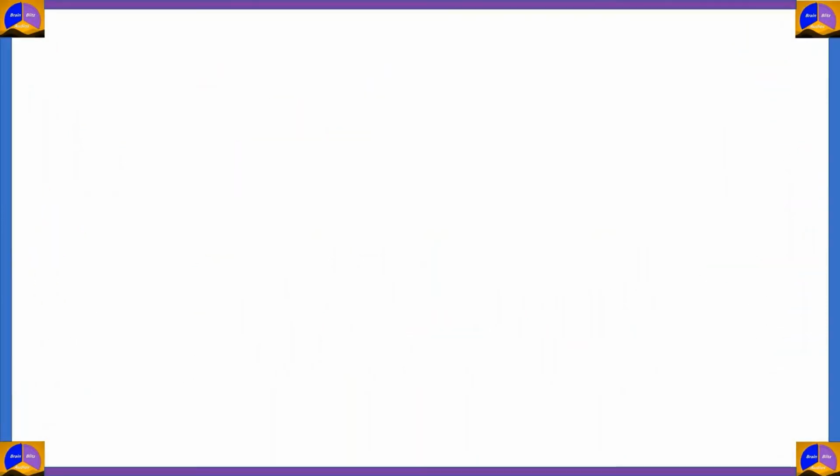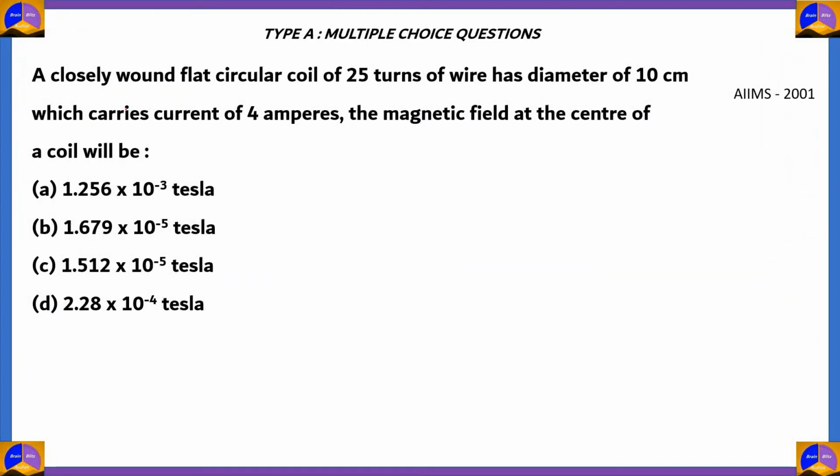Now let's look at the next question. A closely wound flat circular coil of 25 turns of wire has a diameter of 10 centimeters, which carries a current of 4 amperes. The magnetic field at the center of a coil will be. We have 4 options: 1.256, 1.679, 1.512 into 10 raised to minus 5, and 2.28 into 10 raised to minus 4. So how do we solve this question?